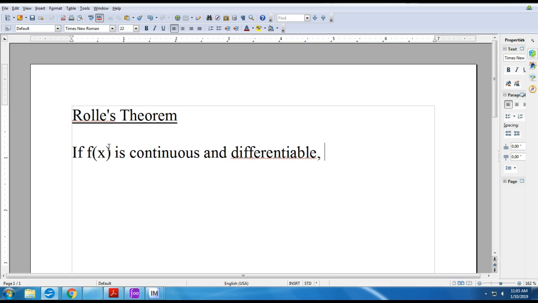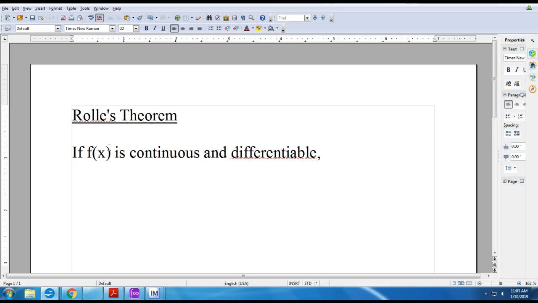So if f of x is continuous and differentiable, what rule did I give you that said that it had to be continuous? When I told you to draw them, what did I say that forced it to be continuous? You couldn't pick up your pen, right? What about the differentiable part? What did I say that made it so it had to be differentiable? No corners. And the f means function. What did I say that made sure it had to be a function? You can't fold back over yourself.